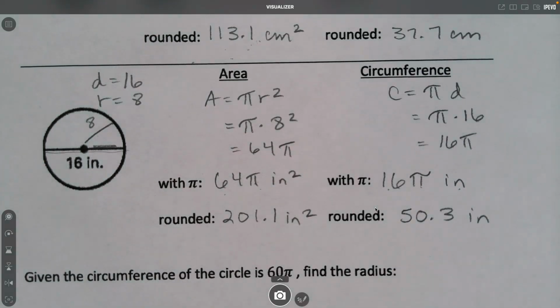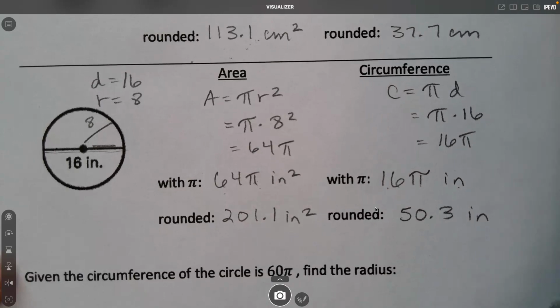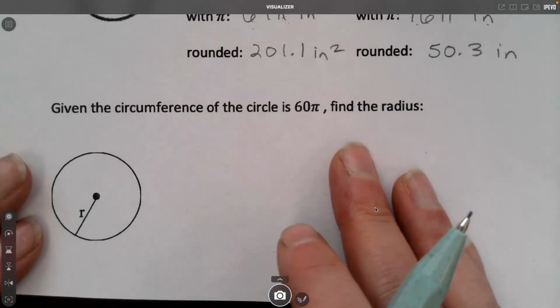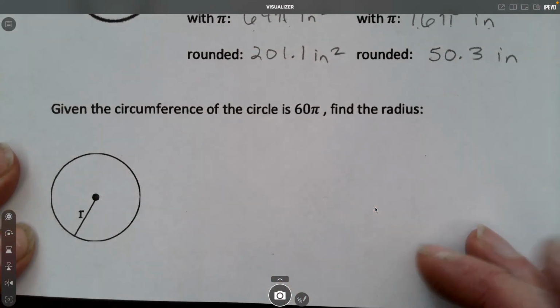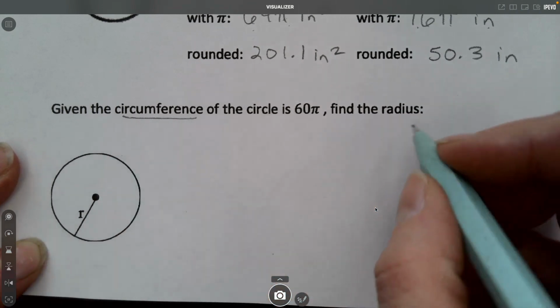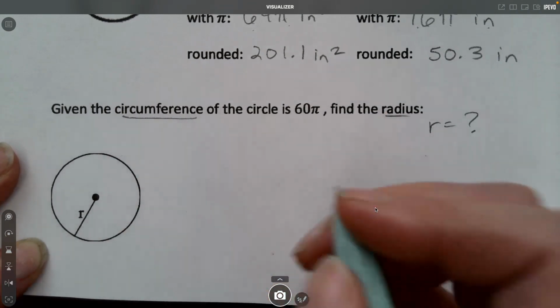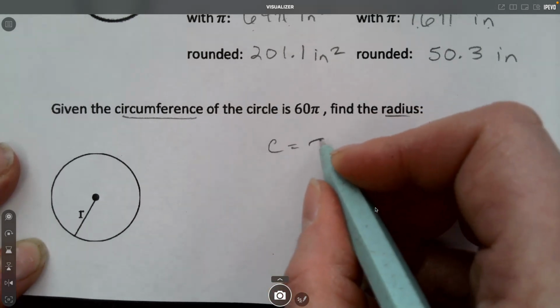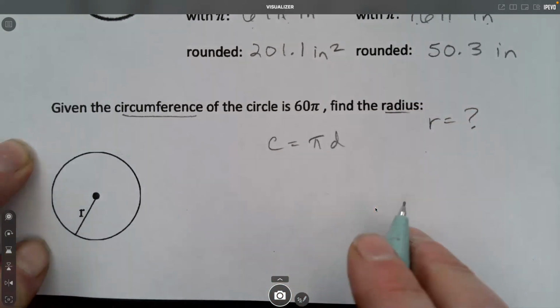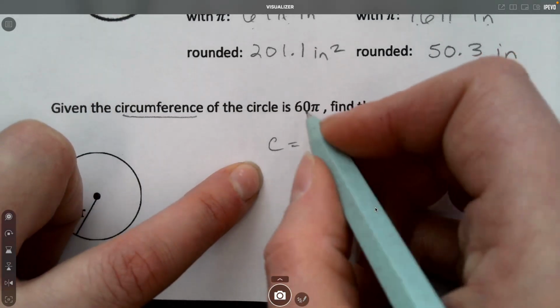So for the last two, and you are going to have to add a problem onto the back of your notes, we're going to look at doing some solving instead. So they're telling me about circumference. I want to find r. So I want to have circumference. The circumference formula is pi times my diameter. And this number right here is going to be my circumference.